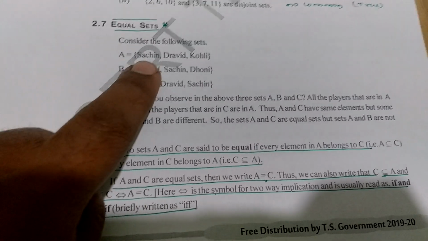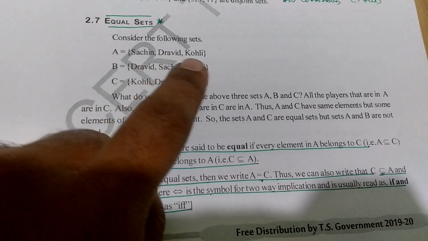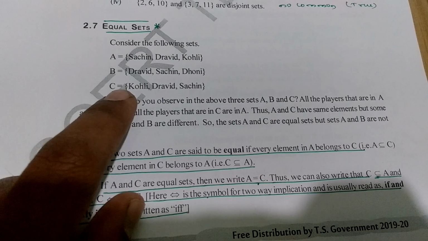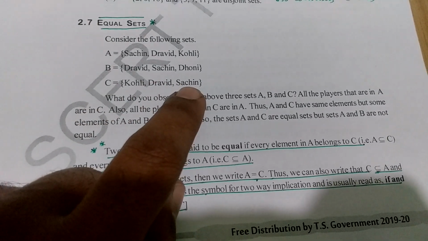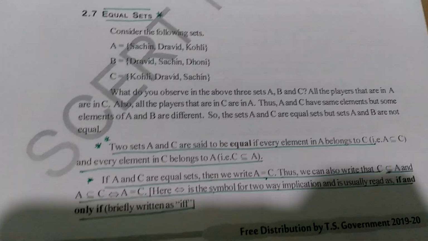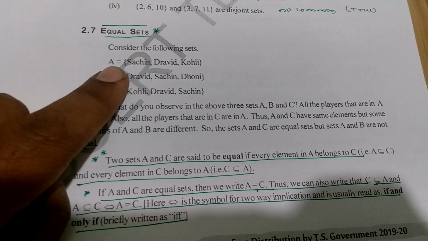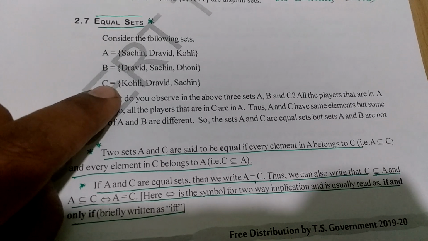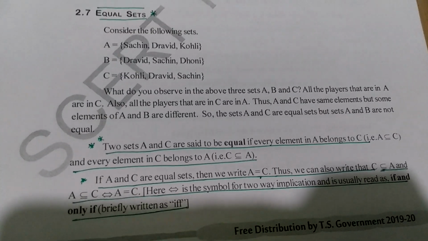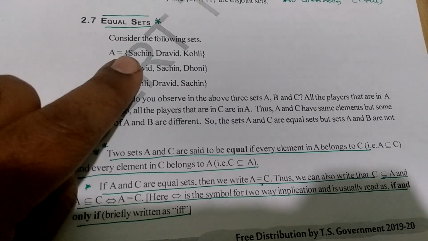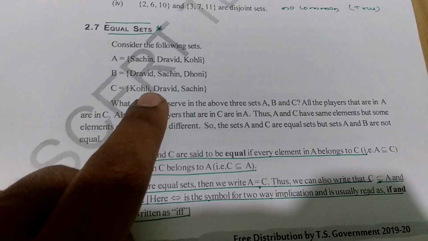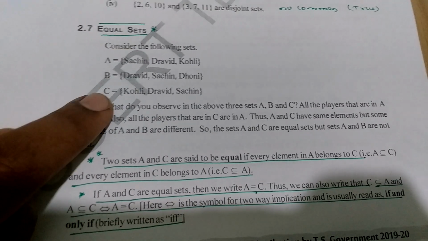Set A contains three elements: Sachin, Dravid and Kohli. Set B contains Dravid, Sachin and Dhoni, and set C contains Kohli, Dravid and Sachin. From these three sets, what did you observe? We observe that set A and set C contain the same elements. Of course the elements are zigzagged, but whatever information is present in set A and set C is the same, isn't it? Then we can say A and C are equal sets.